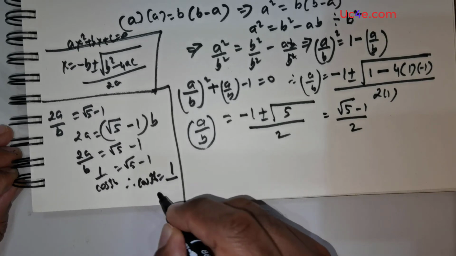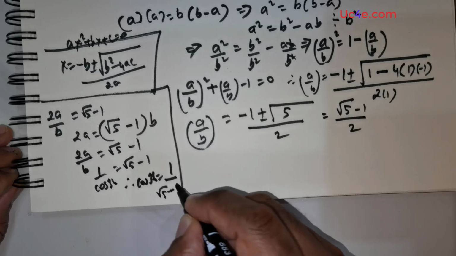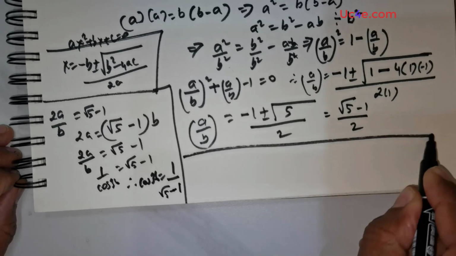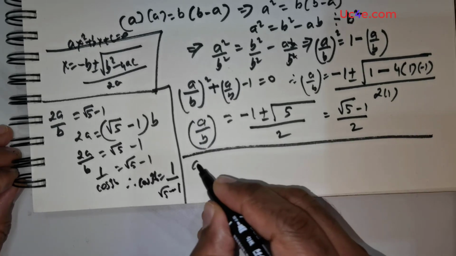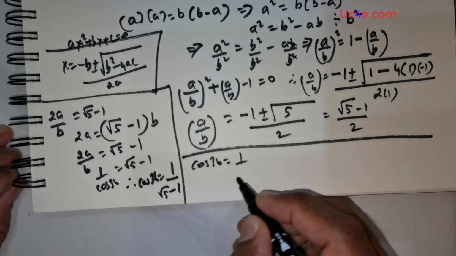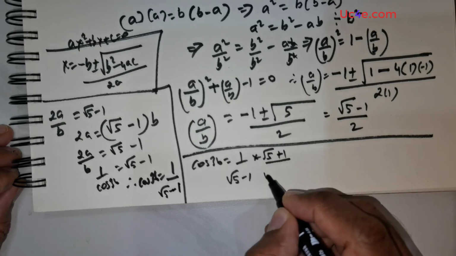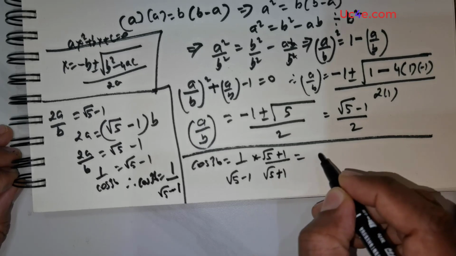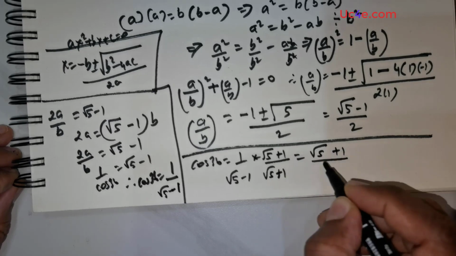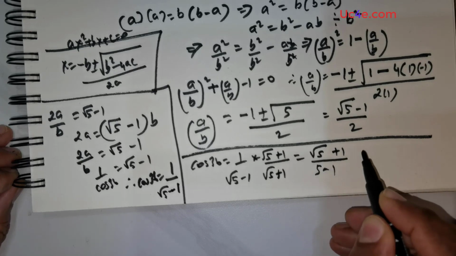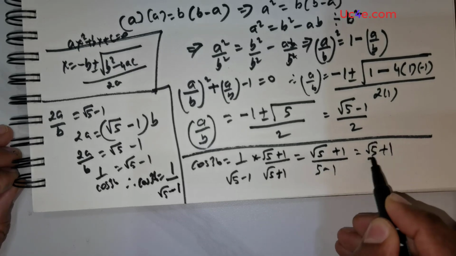So it's going to be 1 over root 5 minus 1. So this is what you've got for cos 36. Now we can simplify this by rationalization. So cos 36 is equal to 1 over root 5 minus 1. I'm multiplying by root 5 plus 1 and dividing by root 5 plus 1, which is equal to root 5 plus 1 divided by 5 minus 1, which is going to be root 5 plus 1 divided by 4.